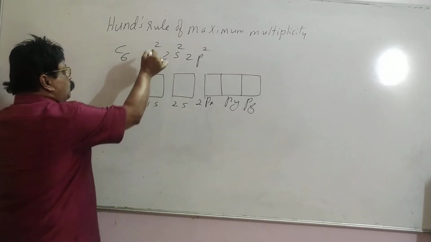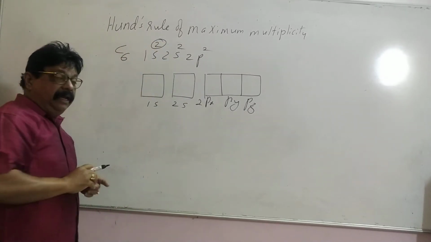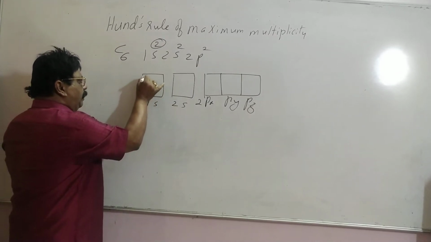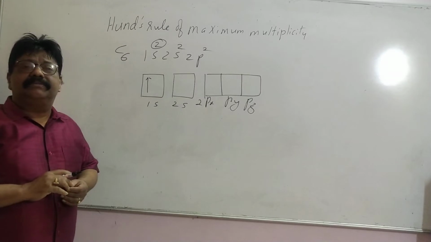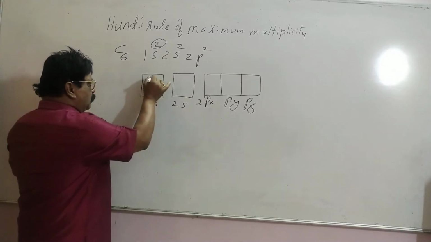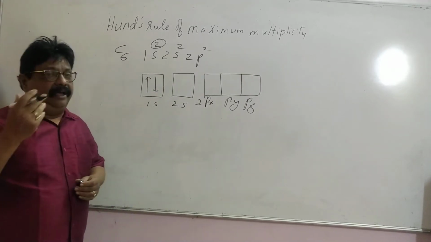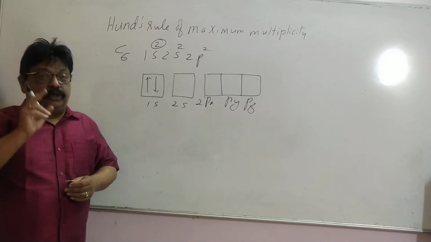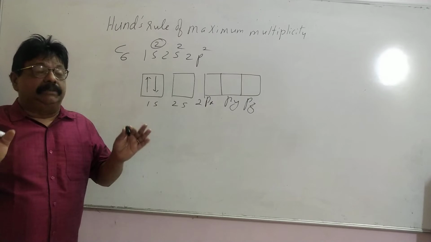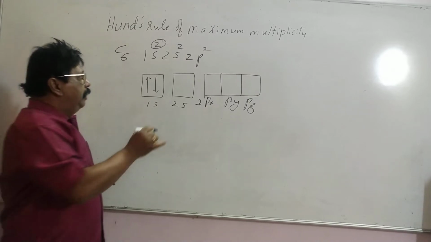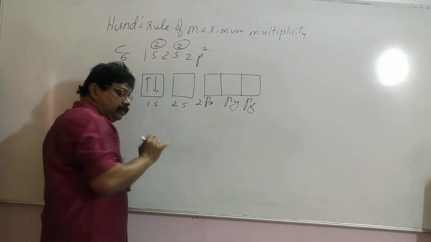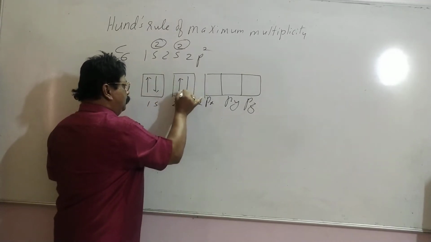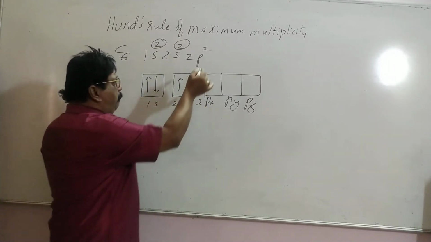So 1s2 means there are two electrons. First electron will spin in the clockwise direction. The second electron should spin in which direction? Anti-clockwise. In an orbital, only two electrons can be maximum accommodated. Now 2s2 again, how many electrons are there? 2 electrons. So 1s2, 2s2. Now 2p2.